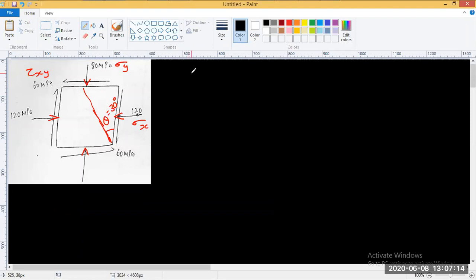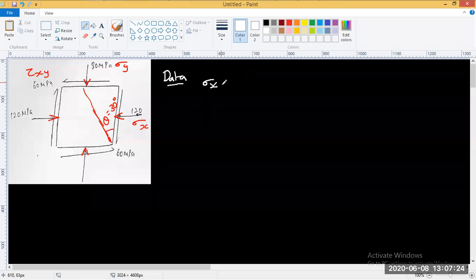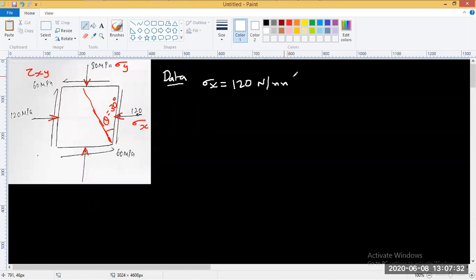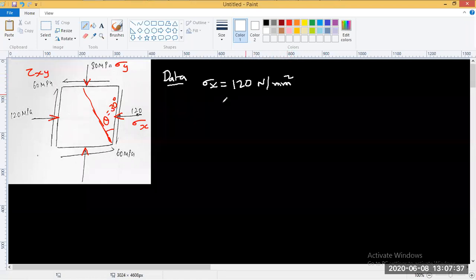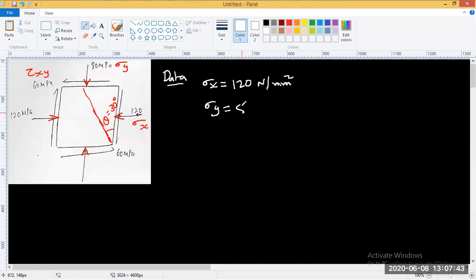So given data: you have sigma x, which is 120 newtons per mm squared, sigma y is 80. Oh, I forgot the negative. We need to include that negative here. It is minus.